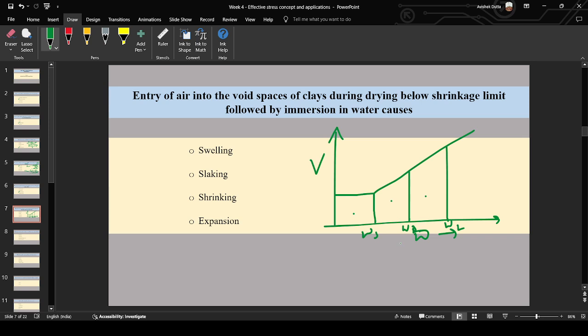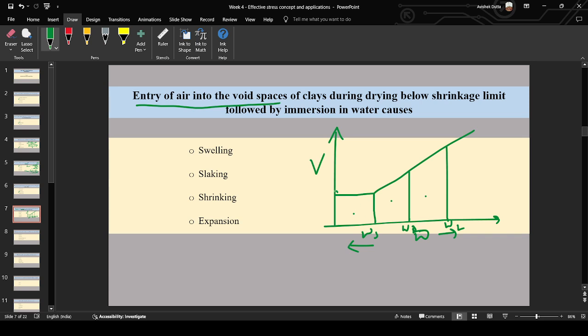Now below shrinkage limit, this particular part, even if the moisture is reduced, the volume remains the same. So if the moisture is reduced with the same volume, the pores in which water was there initially will be filled up by air. That is the entry of air into the void spaces of clay during drying below shrinkage limit.